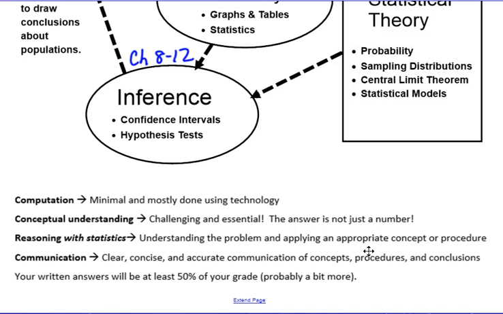So you're going to have to do a lot of thinking. Your communication, the ability to clearly express in written form your reasoning and your conclusion, is essential in this course. That is going to be the most important thing that you learn how to do in this course. So there's a brief overview of what we're going to be doing this year.